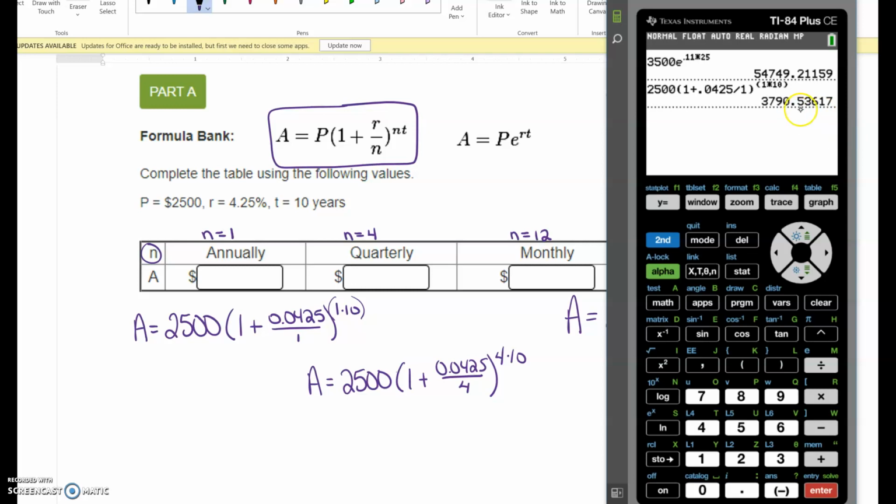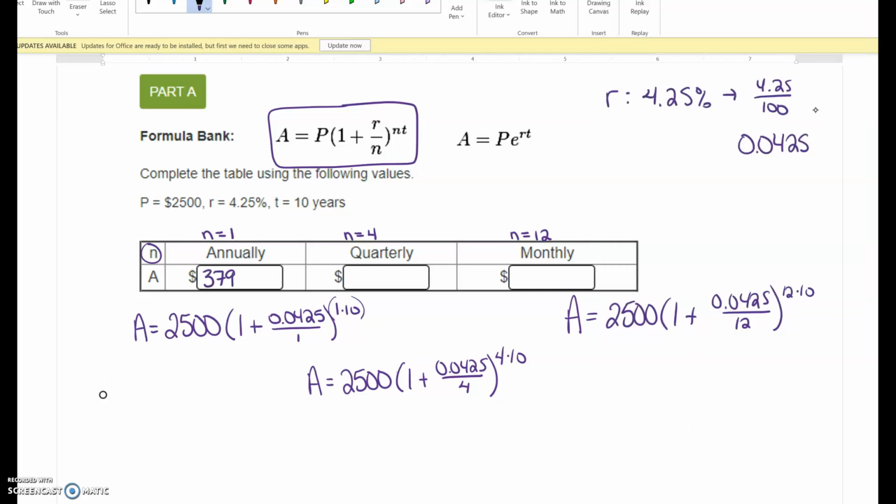You do need to round correctly, and this quiz will count it incorrect if you do not round correctly. So do we leave this as 53 cents or do we bump this to 54 cents? The 6 after it says that we bump it up to 54 cents. So 3,790.54. And the dollar sign is already there in the table, so all you have to do is type in the numbers with the decimal point. Don't put any spaces in there.